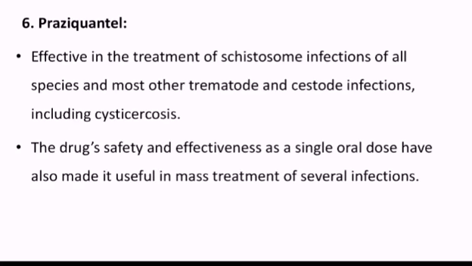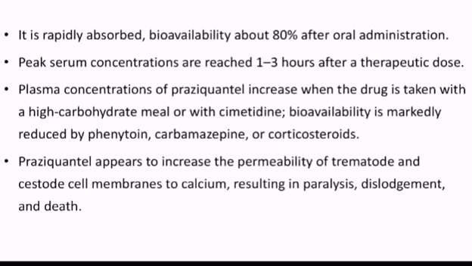infections. The seventh drug is praziquantel, which is effective in treatment of schistosome infection of all species and most other trematode and cestode infections including cysticercosis. The drug's safety and effectiveness as a single oral dose have also made it useful in mass treatment of several infections. So it is very useful for mass treatment, meaning infections in large numbers of people.